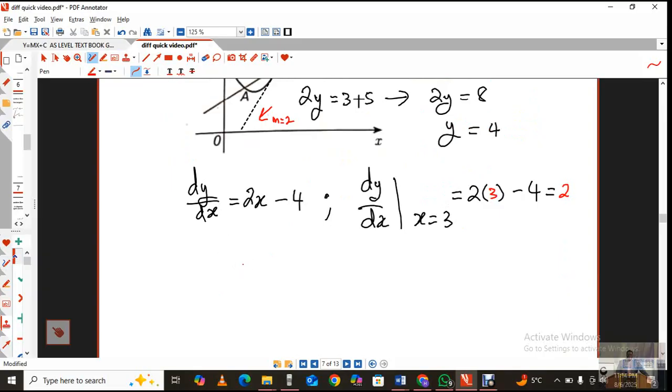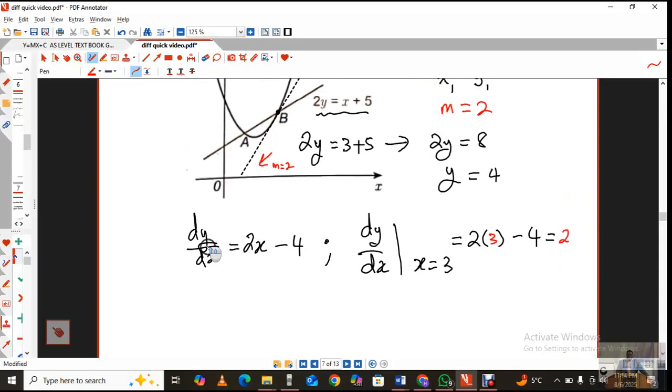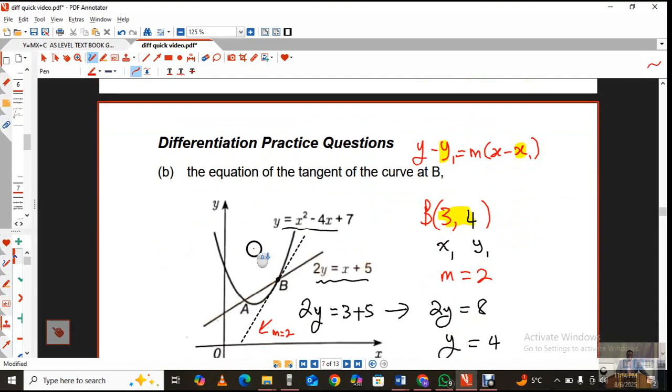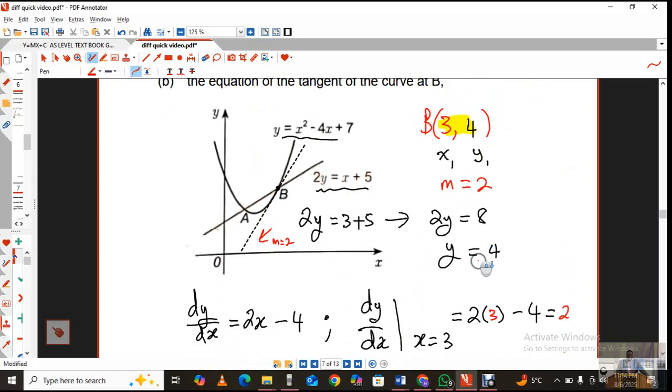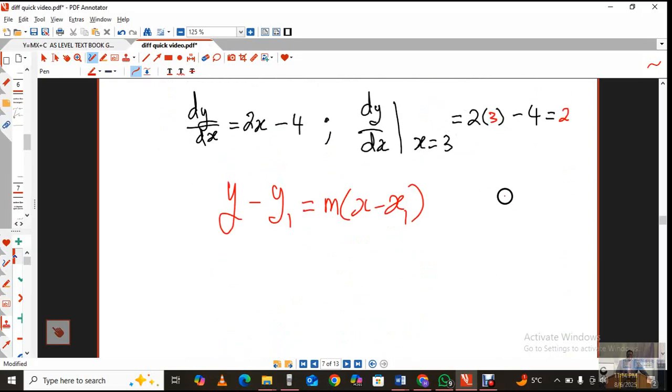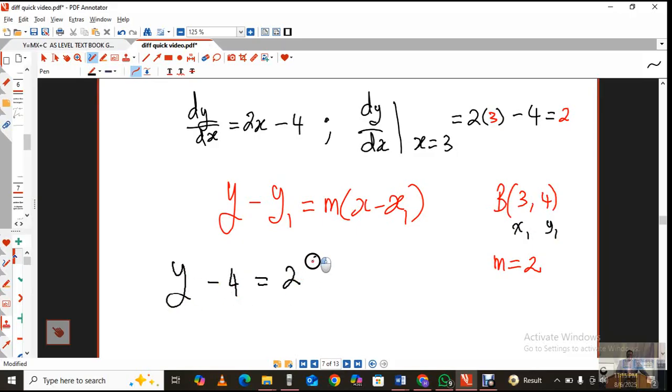So now we can find the equation of the tangent. The question really wants you to find the equation of the tangent, that dotted line. So you're going to say, okay, wait a minute. It's y minus y sub 1 equals m times x minus x sub 1. We said we have a point. The point there was 3, 4, point B. We had the gradient. The gradient was 2. We just calculated it. This here is x1. That is y1. So y minus 4 equals the gradient, then you have x minus 3. You can just go ahead and clean this up.